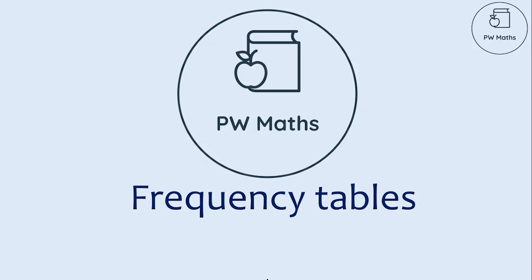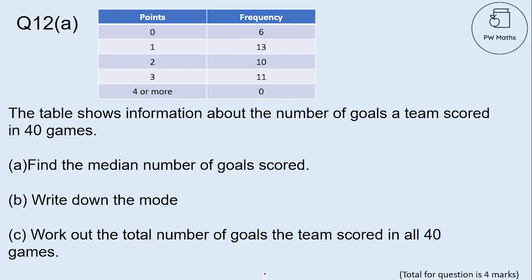We're going to look at frequency tables now. So the first question we've got is, the table shows information about the number of goals a team scored in 40 games. We're asked to first of all find the median number of goals scored. Now the median is the middle.